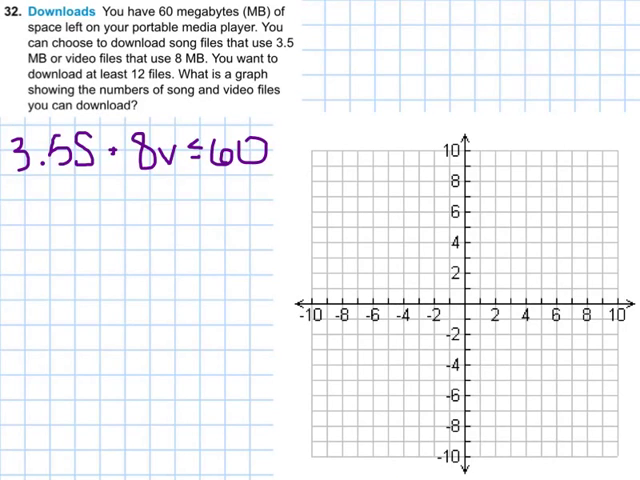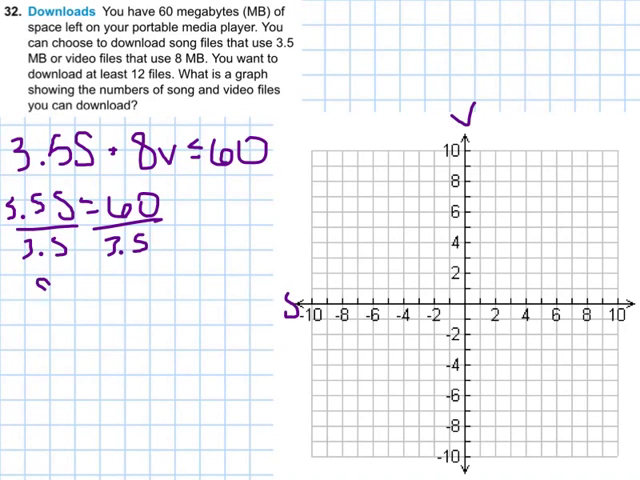Now, if I'm going to use the letters S and V, I need to go ahead and label my axes, and I'll do it that way. S will be my x, V will be my y, and we go ahead and solve it out. 3.5 S is less than or equal to 60. Divide by 3.5, divide by 3.5. S is going to be less than or equal to 17.1.